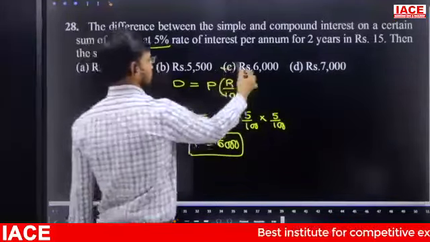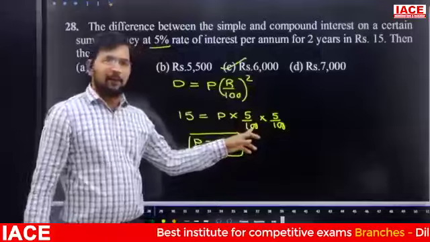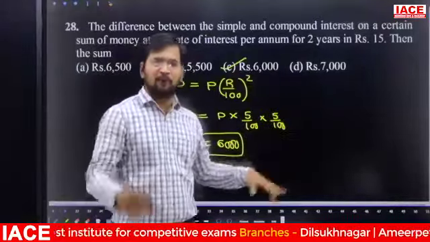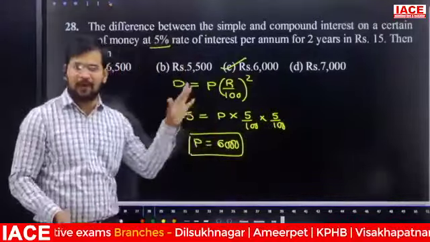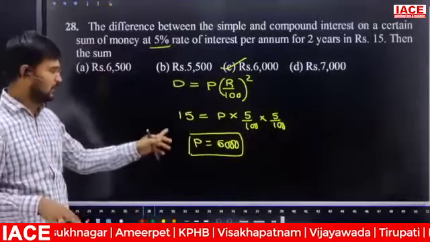Principal is 6,000. So 5 by 100 is nothing but 1 by 20. 1 by 20 into 1 by 20 is 1 by 400. 400 comes to this side. 400 into 15, 6,000. Your answer is 6,000.